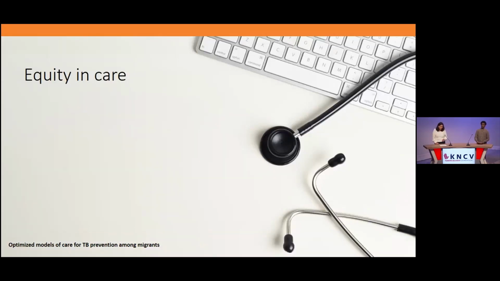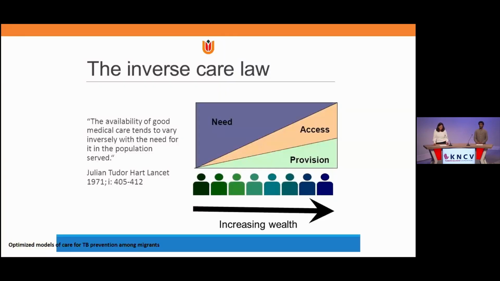I'm going to argue that we cannot do research without doing participatory research. I will explain this by starting with the inverse care law. This states that availability of good medical care needs to vary inversely with the needs of the population served. In other words, those who are most in need of medical care receive the least and the lowest quality of care. This is generally linked with wealth.